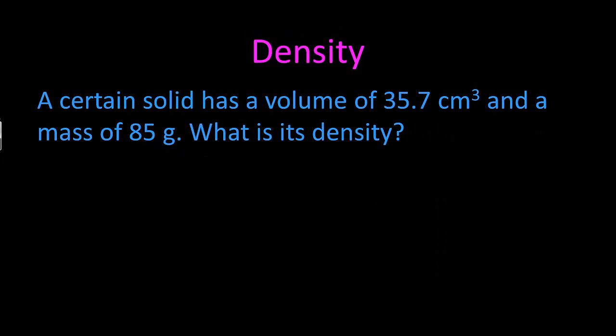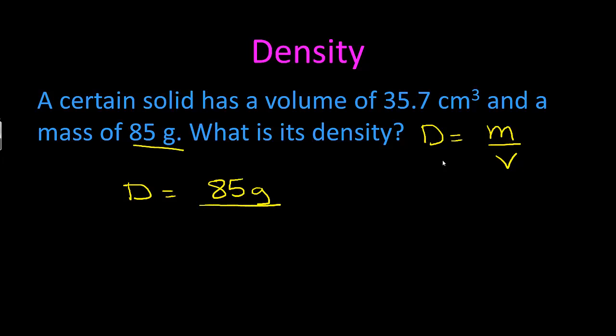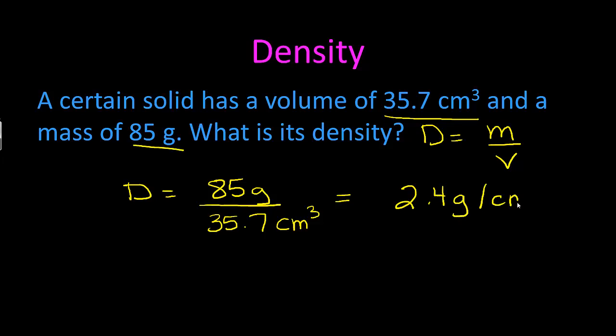Now let's do a problem. It says a certain solid has a volume of 35.7 cubic centimeters and a mass of 85 grams. What is its density? Well, we already know that the formula for density is mass divided by volume. We have a mass of 85 grams, so density is equal to 85 grams divided by the volume, and our volume is 35.7 cubic centimeters. So we're going to take 85 divided by 35.7 cubic centimeters. That answer is 2.4 grams per cubic centimeter.